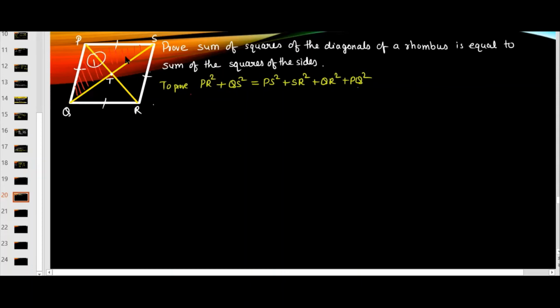According to this triangle, if we use the Apollonius theorem, we can write that PQ square plus PS square is equal to 2 times the middle length, that is PT square, plus 2 times QT square. This I have written from Apollonius theorem. According to that theorem, I have applied it to this triangle and wrote the formula.